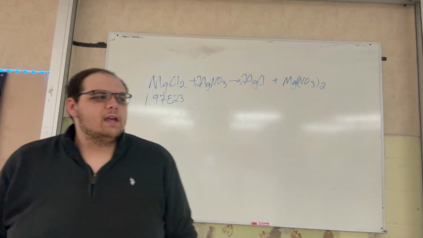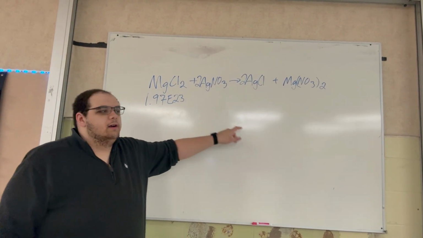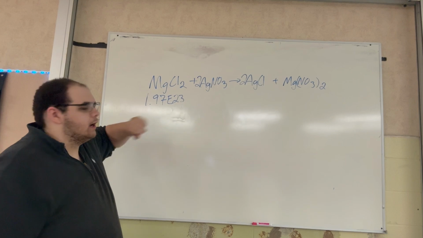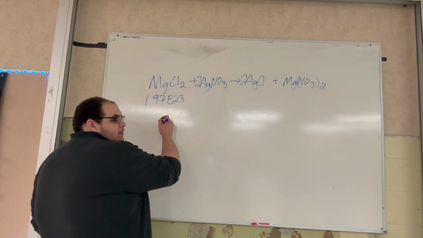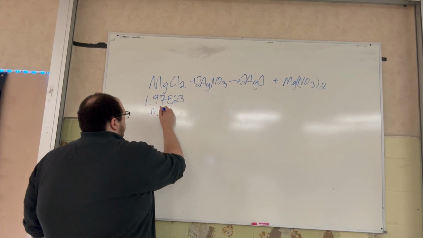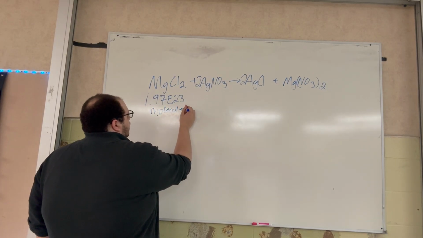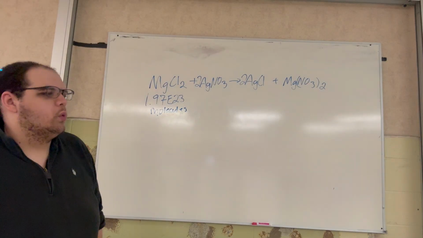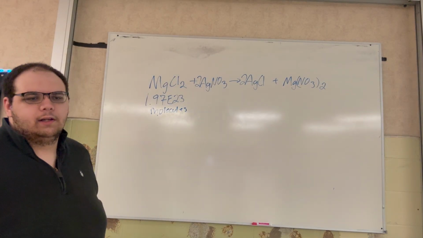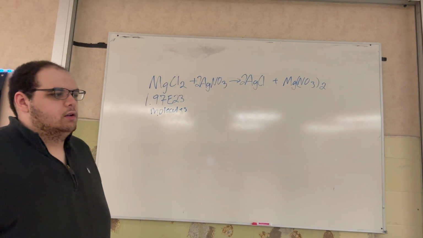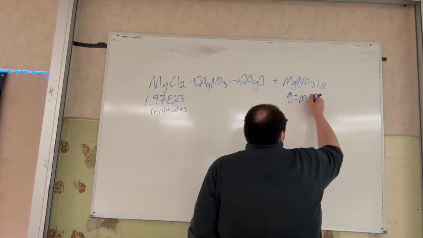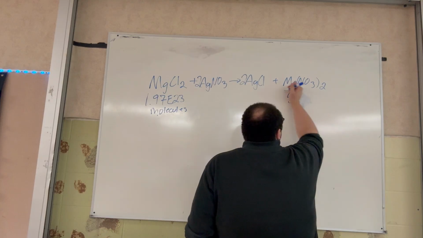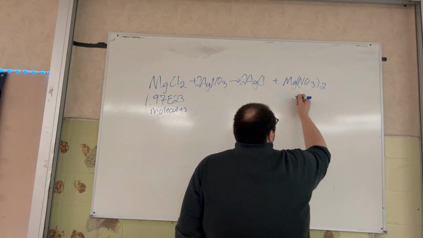Okay, hey, we've started part 3, or question number 4 from the notes. So if you're at home, make sure you have the notes in front of you. We have our given, which is 1.97 E23 molecules of magnesium chloride. What is my unknown? What am I solving for here? Grams of MgNO3 too. Perfect. We are solving for grams of MgNO3 to magnesium nitrate.